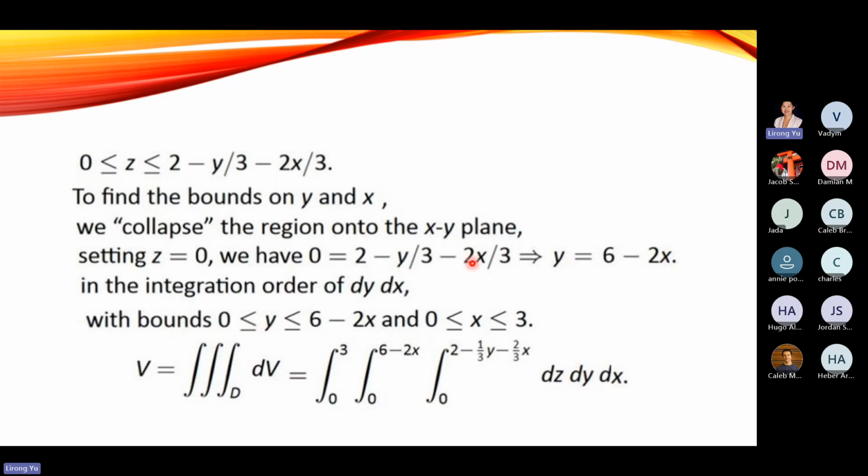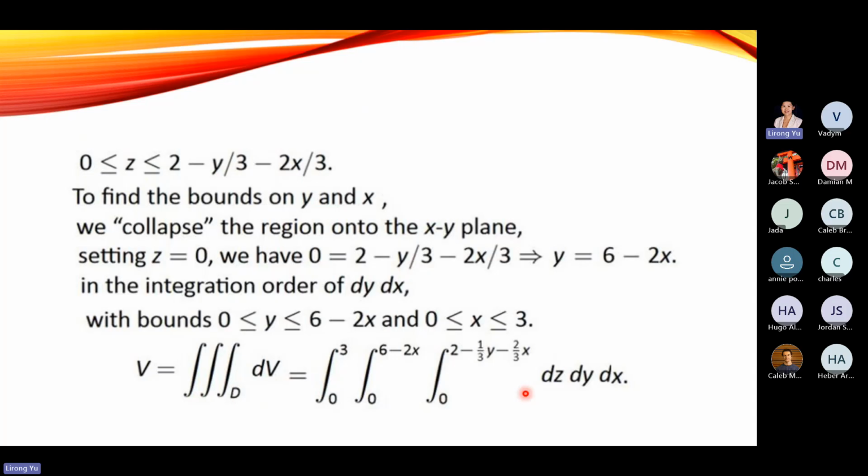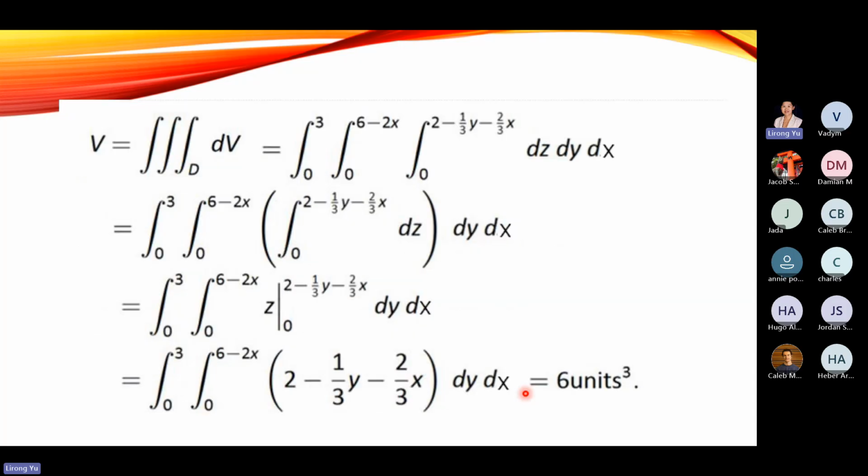That's from the projection on the xy plane. So y, smallest y is on this line, biggest one on this line. And this line is y equal to 6 minus 2x. Okay, so this is the first order, dz, dy, dx. If we move up the order, this is the calculation part.